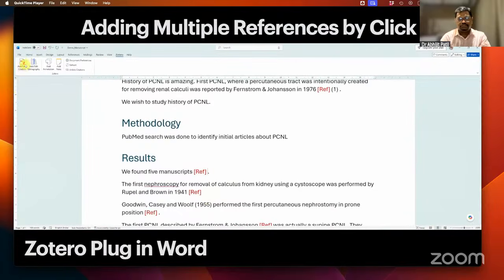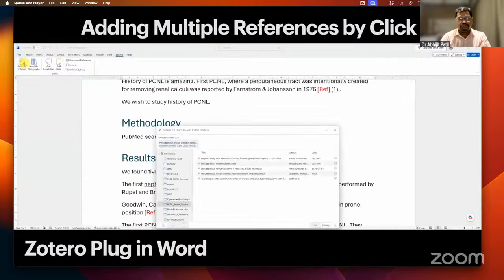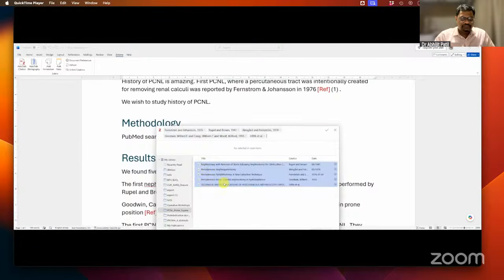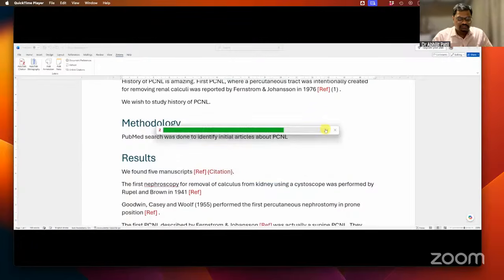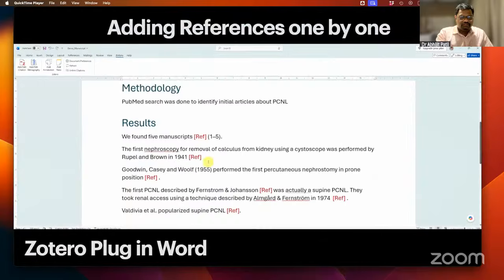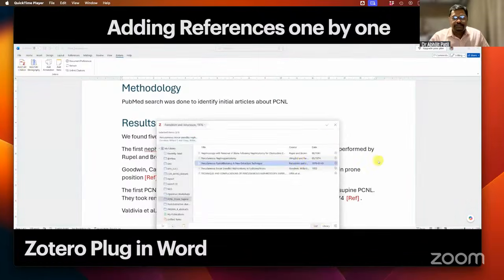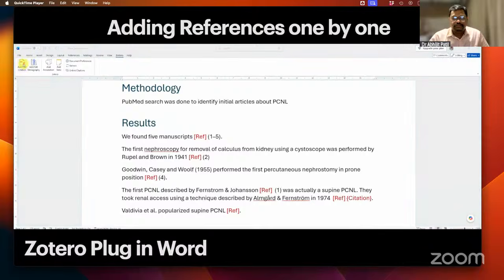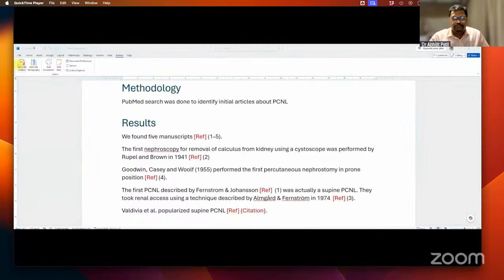Here we have to add 5 references. Put cursor there, add reference, select references one by one. When all 5 are in the top row, tick yes. The 5 references are added. The remaining references are added one by one in similar technique. Taking cursor there, selecting a reference, tick yes.